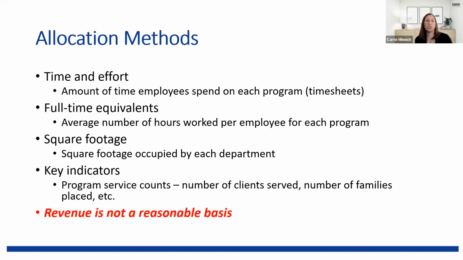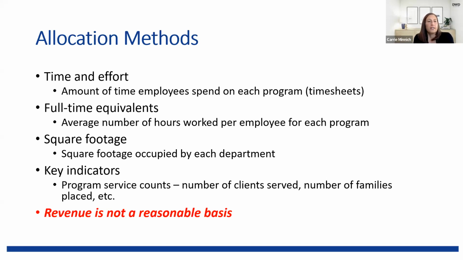Your telephone, your insurance, your depreciation. Those expenses that cover multiple functions, we have to determine how we're going to allocate that expense between those different functions. In order to do that, we have to come up with a basis that we're going to use to allocate each expense. So some common ways to allocate expenses are time and effort. This is very common for salaries, employee benefits, payroll taxes, health insurance, all of those expenses that go with people.